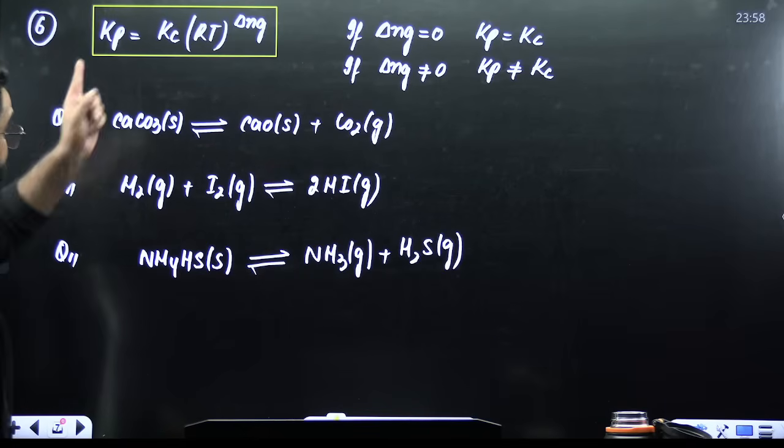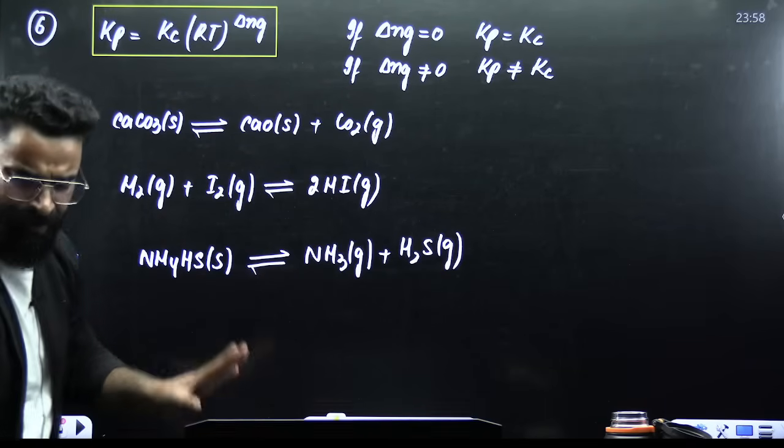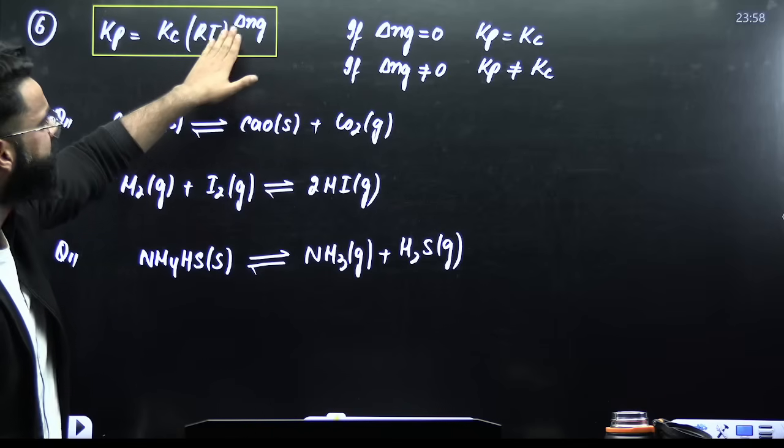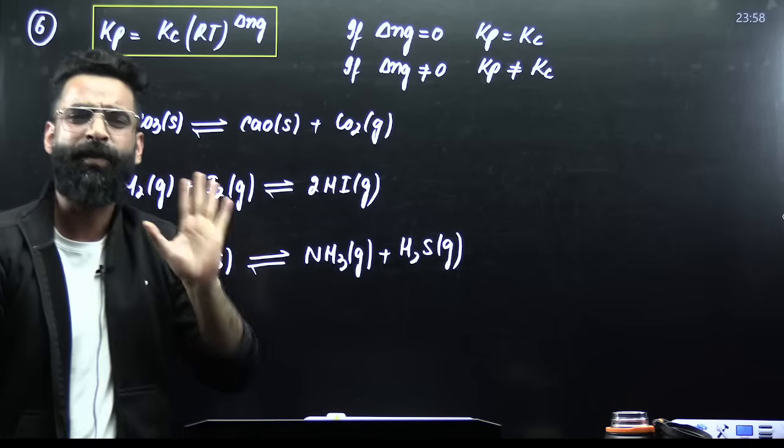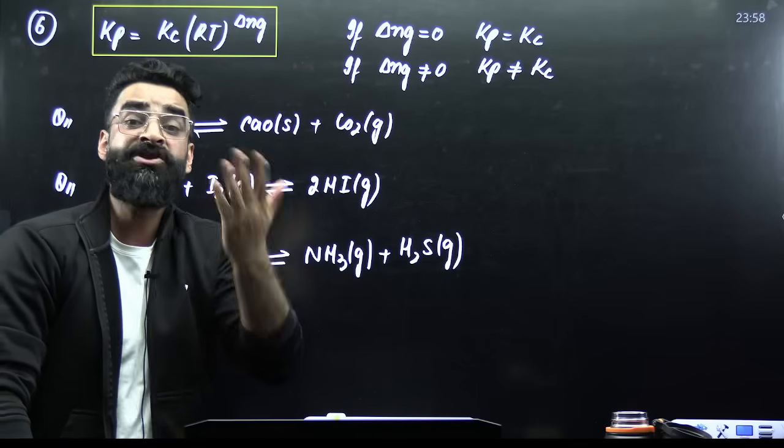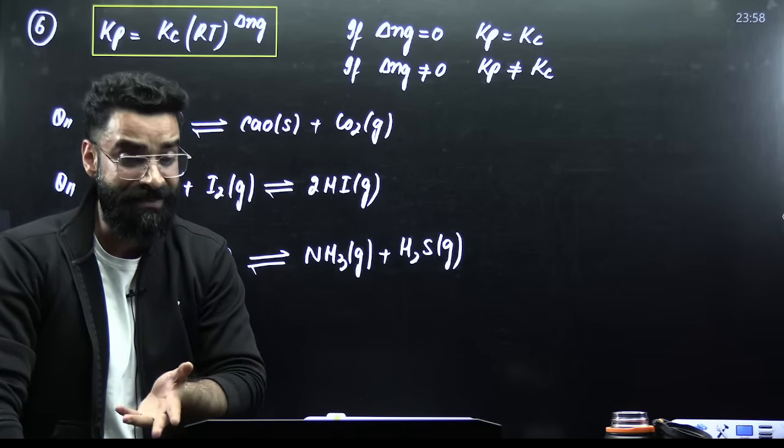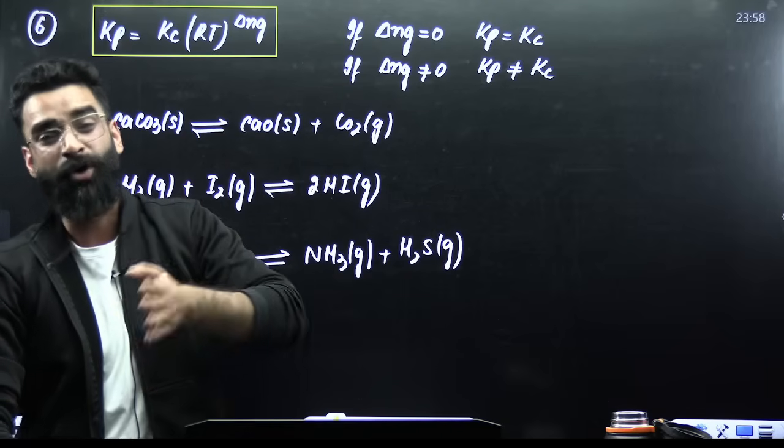Moving on to one more: a relation between Kp and Kc. Remember this, Kp is equal to Kc RT raised to delta Ng. Now there are some simple questions asked in which they'll ask you, in which of the following reactions Kp is equal to Kc, in which of the following reactions Kp is not equal to Kc.